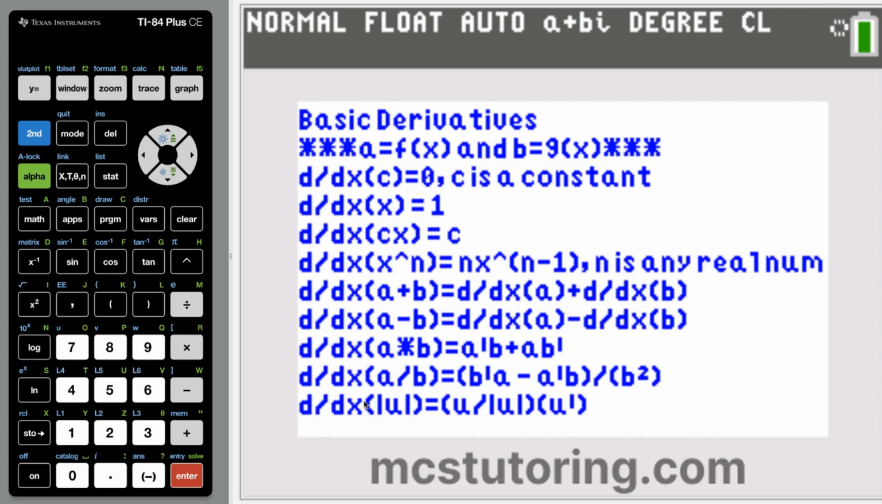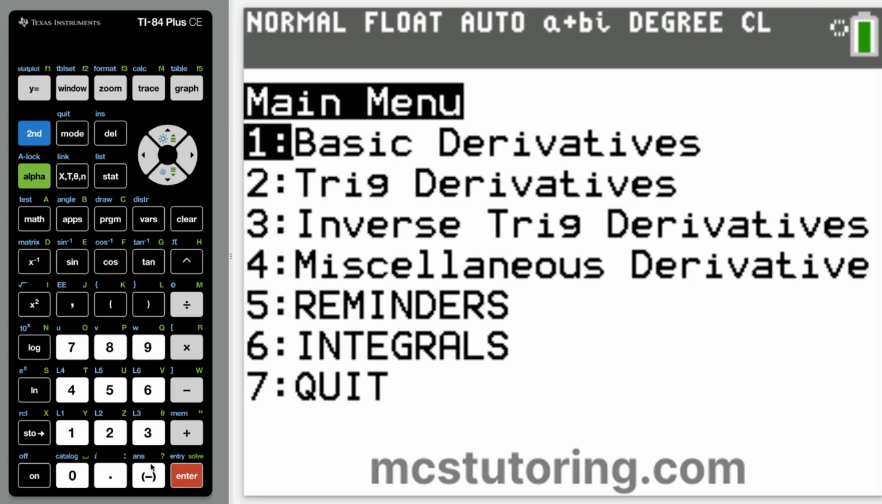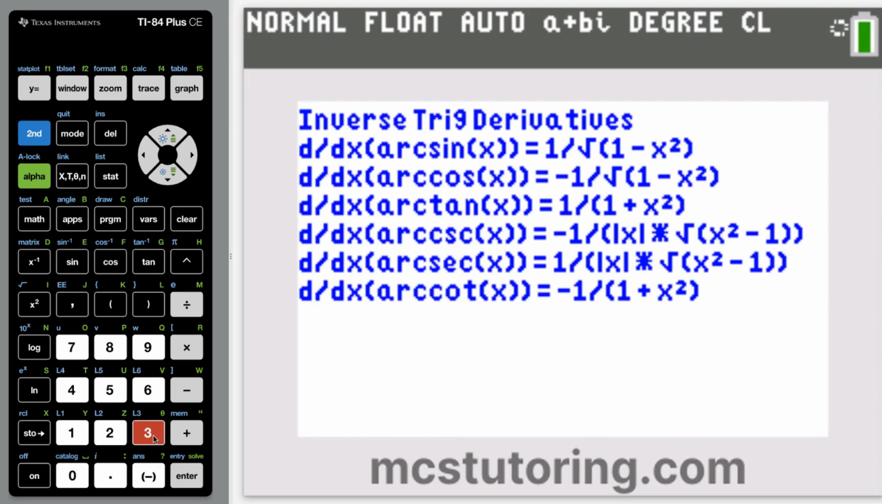And then the derivative of the absolute value of u is u divided by the absolute value of u, all that times u prime. Okay, and then walking through the trig derivatives, derivative of sine x is cosine x. Derivative of cosine is negative sine, et cetera, et cetera. And remember, if you do have a u, it's going to be times that u prime, but I have that in the reminder section, so you'll see that in just a second. Let's do the inverse trig derivatives.